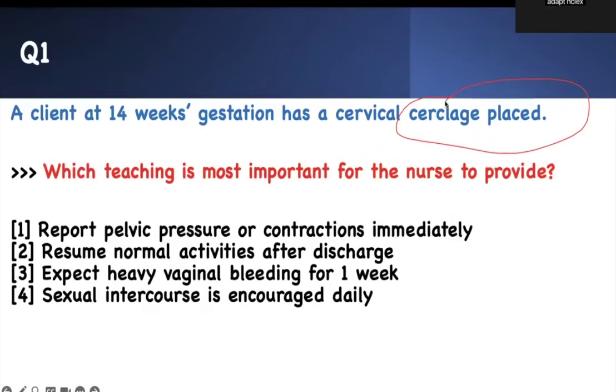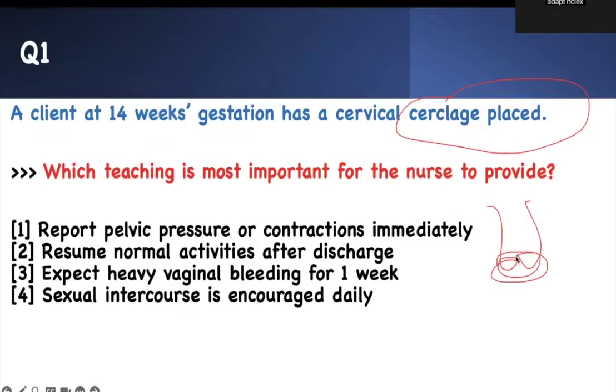Report pelvic pressure or contractions immediately. Resume normal activities after discharge. Expect heavy vaginal bleeding for 1 week. Sexual intercourse is encouraged daily. What do you think? Cerclage. The content is cerclage. Go back to the content. What is cerclage? Cerclage is needed when the individual has an incompetent cervix.